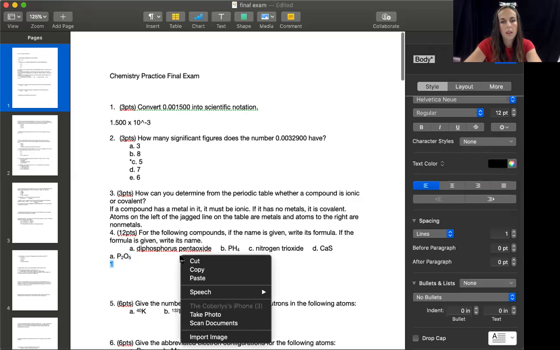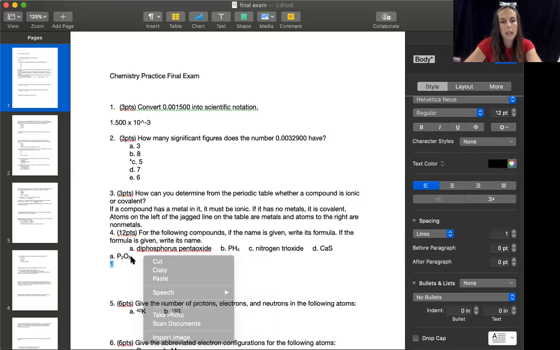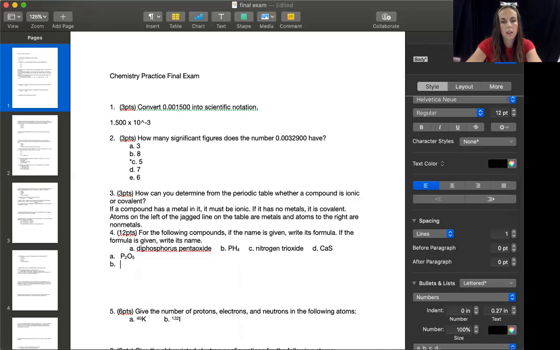Okay. All right, let's go to letter B. B is PH4. So now what I need to know is that this is covalent. It depends if something is covalent or ionic in naming it, but because this is covalent, I will use prefixes.